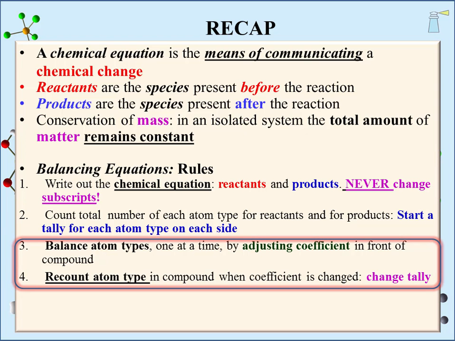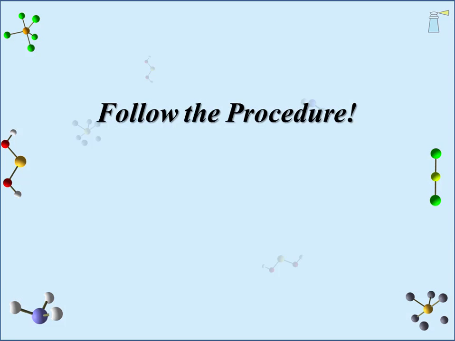That is, until the tally in the reactant and product sides are equal. Finally, verify that the compound coefficients are in the lowest whole number ratio. And that concludes the lecture on balancing chemical equations. This is a subject that students greatly benefit from following the procedure.